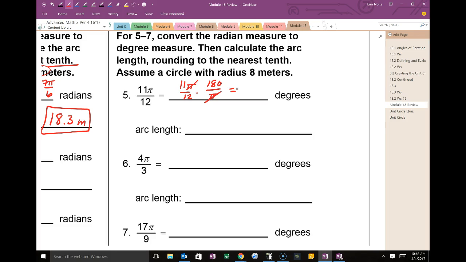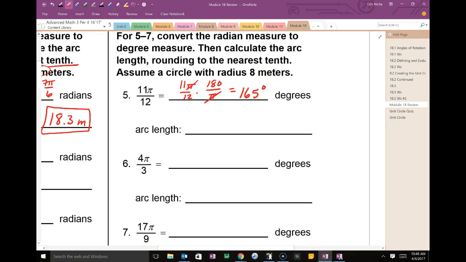It's 165. How'd you get that? How'd you type it in? I divided 180 by 12 and multiplied across. And then multiplied by 11? Yeah. Okay, fair game. Or you could do 11 divided by 12 times 180. Or you could do 11 times 180 divided by 12. As long as you get 165 at the end of the day, we should be okay.